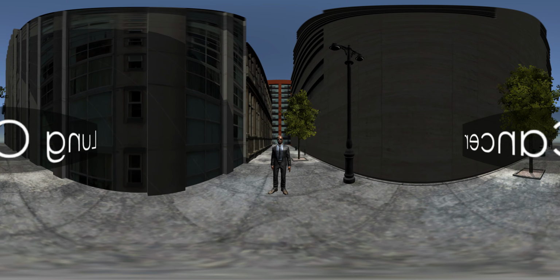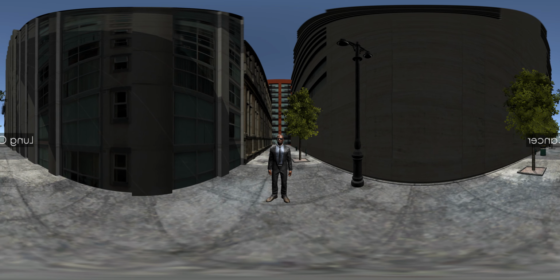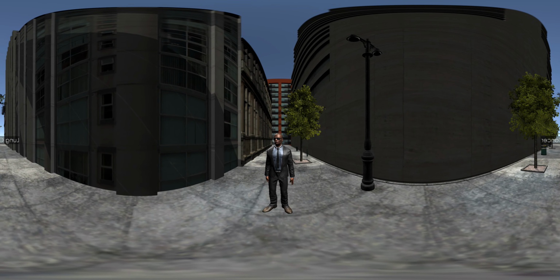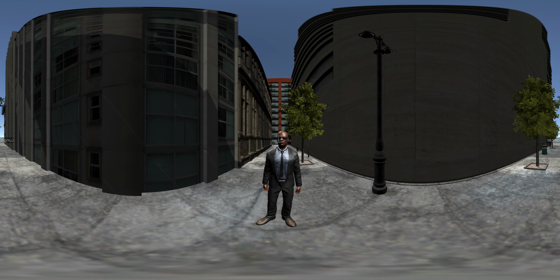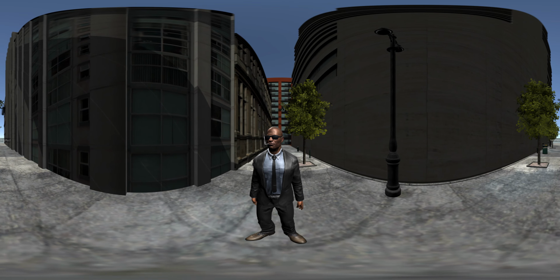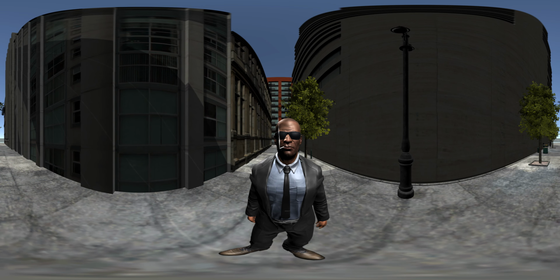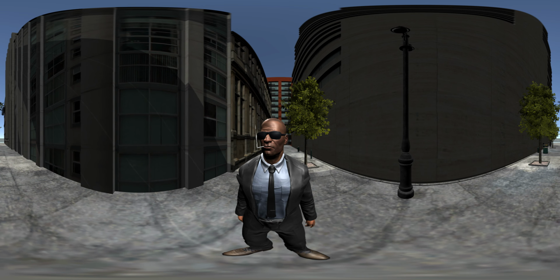Lung cancer is one of the most prominent cancers in the world. Lung cancer makes up 14% of all cancers. It is also the leading killing cancer in both women and men. 80 to 90% of all lung cancers start with smoking cigarettes.